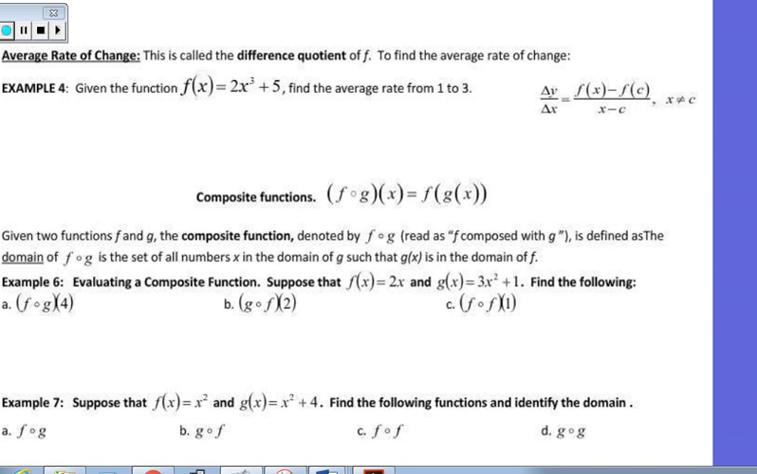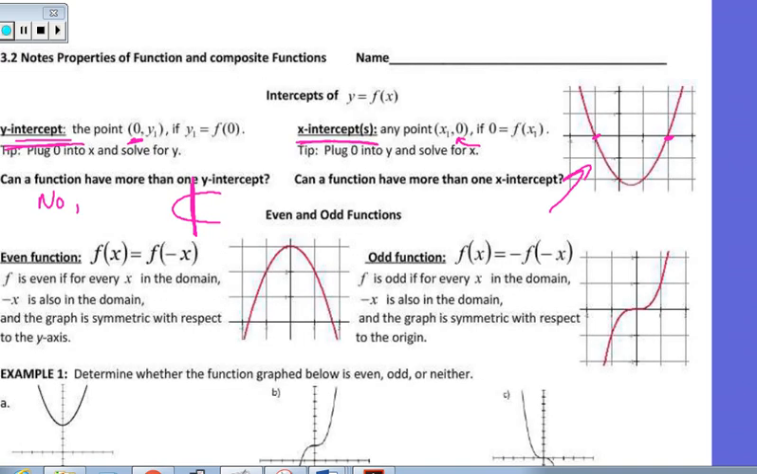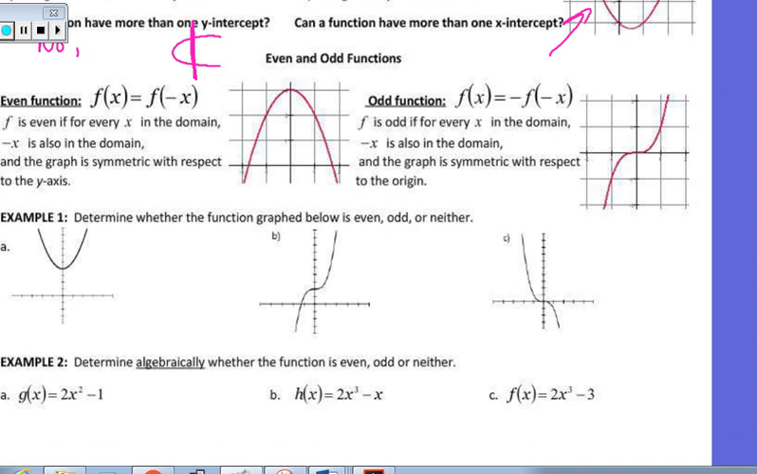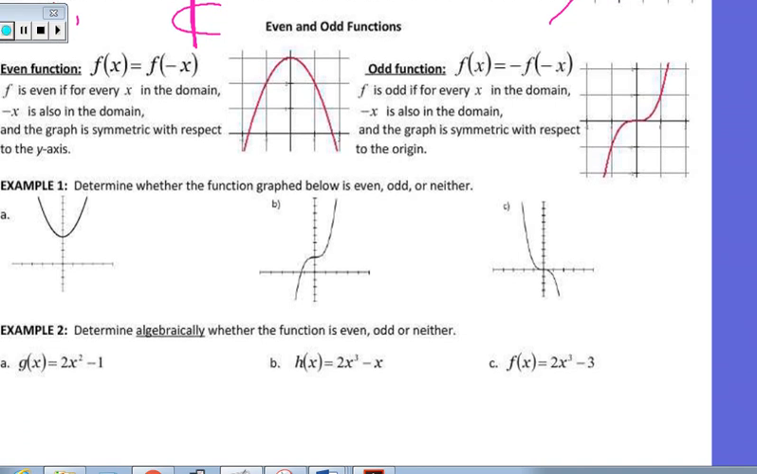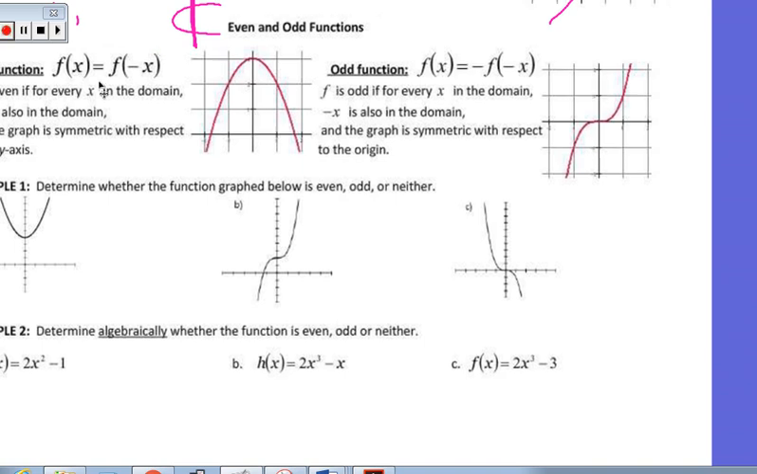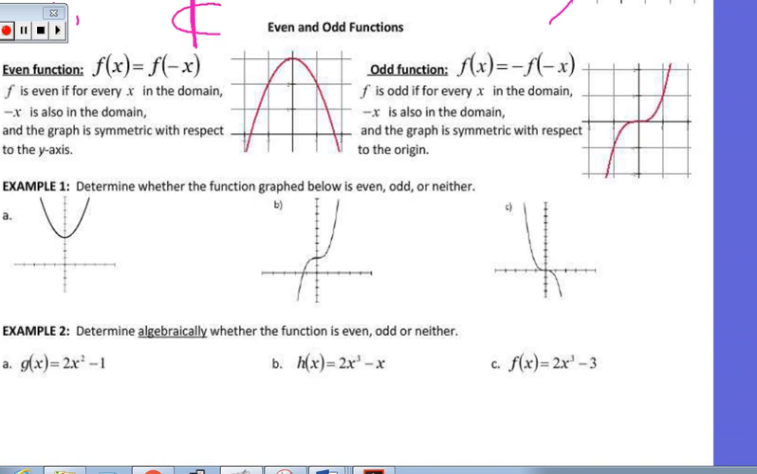The way we want to talk about our even and odds here, I apologize, I'm messing up with the actual board here, but if I'm looking for an even function, I have my original function of f of x. What I then want to do is find f of negative x. If that works, that means that the function is even. Another way to look at it graphically, it will be symmetric to the y-axis.